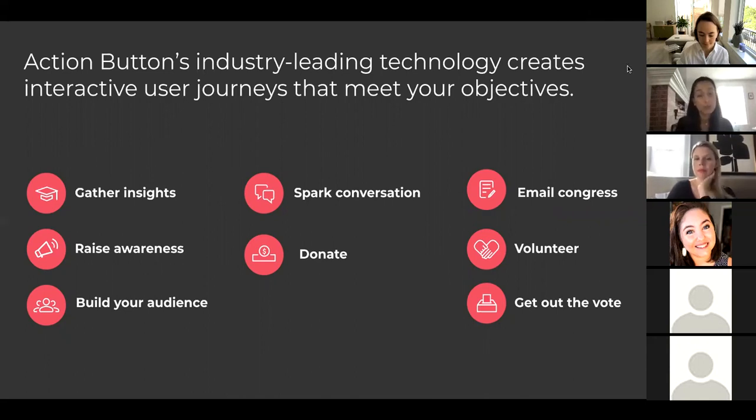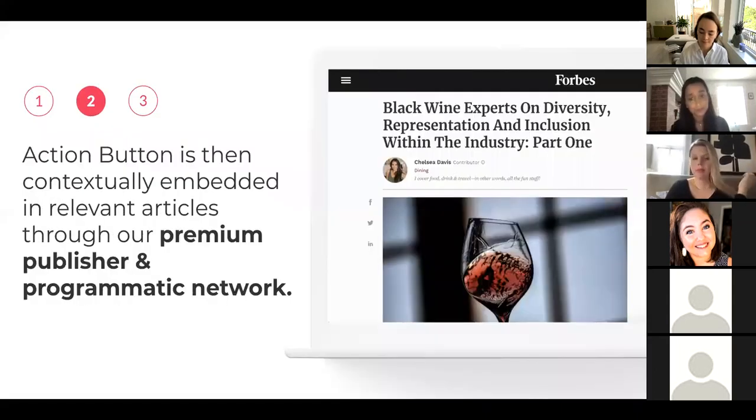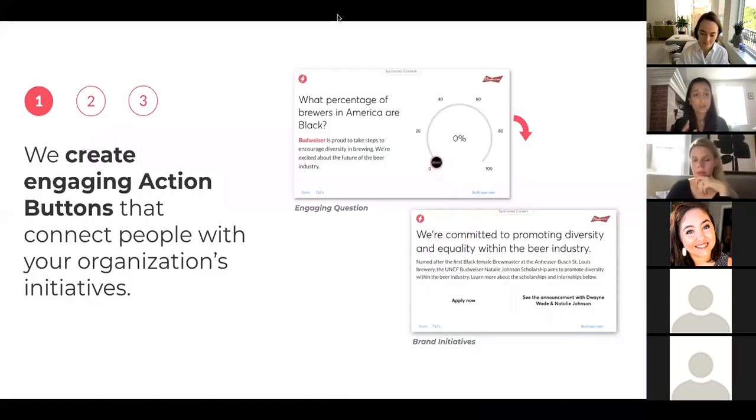So ultimately we would work with you to create an action journey that creates a combination of these different action types that helps deliver on the goals that you're trying to accomplish. And just to talk through quickly what that process looks like, the first step is working with you to create those engaging action buttons that help deliver on your messages.